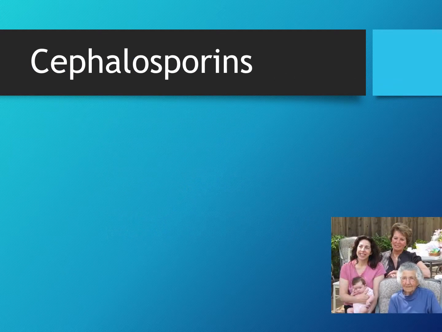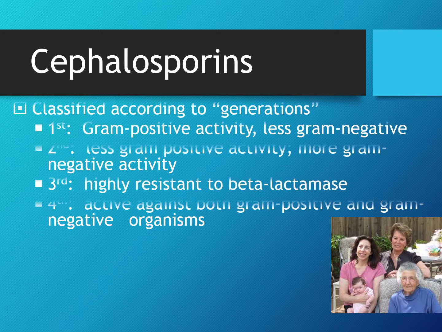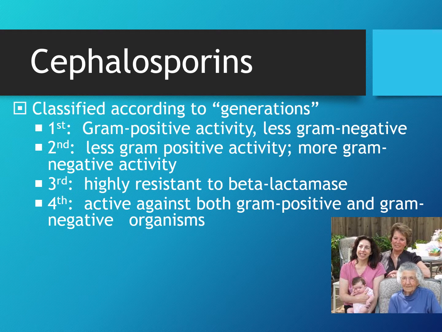Okay, so in looking at this, they are classified by the generations. And so you can kind of see, I think your textbook lists it in 4 generations. And so you can kind of see it goes from being mostly gram positive in activity to the later generations have both. The very first generation of drugs is cefazolin, as an example, or Ancef, and it's typically the drug of choice for surgical prophylaxis.